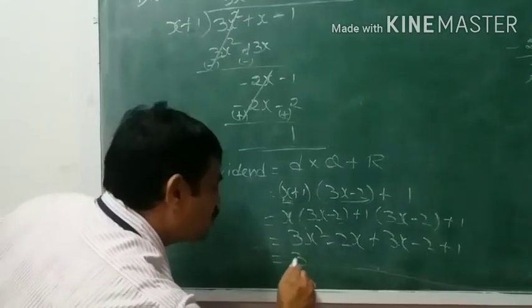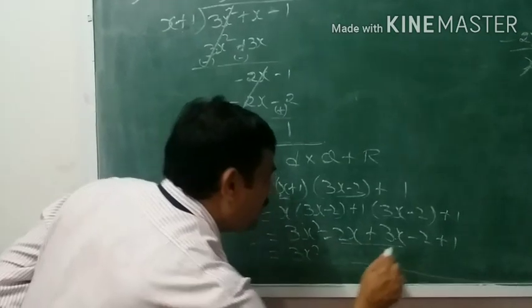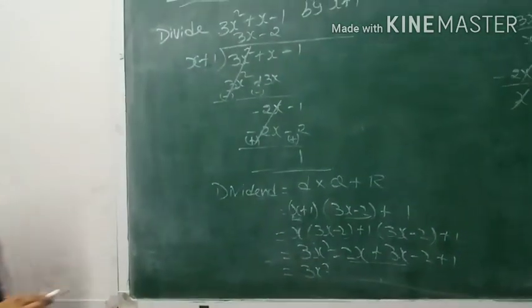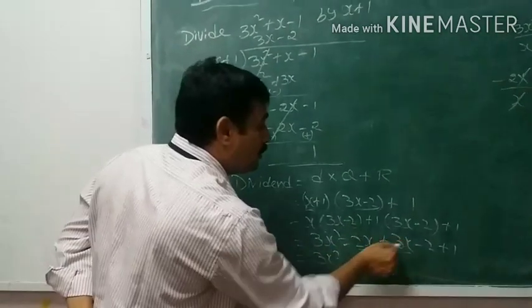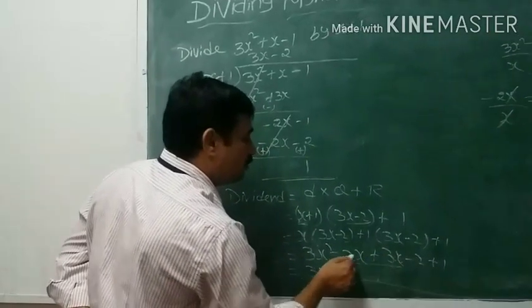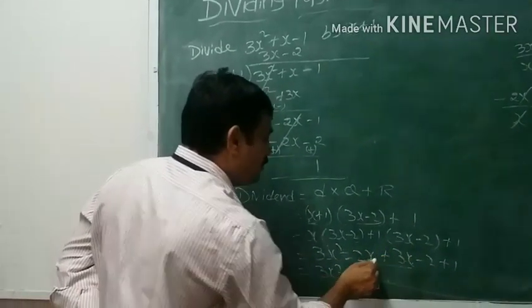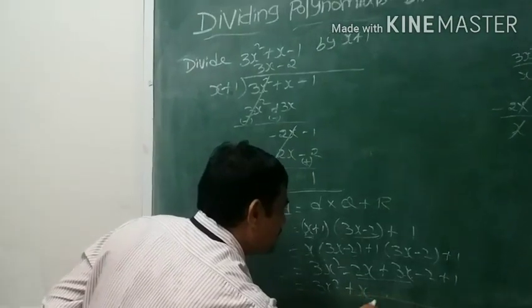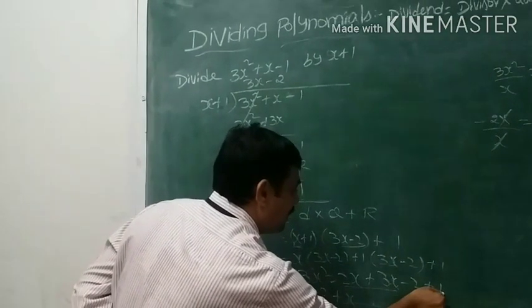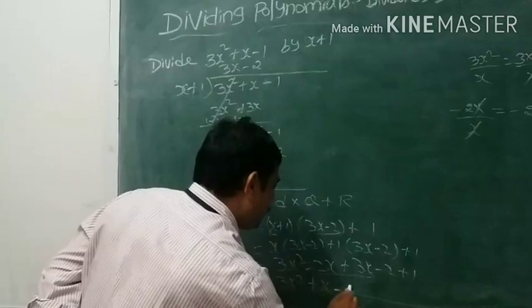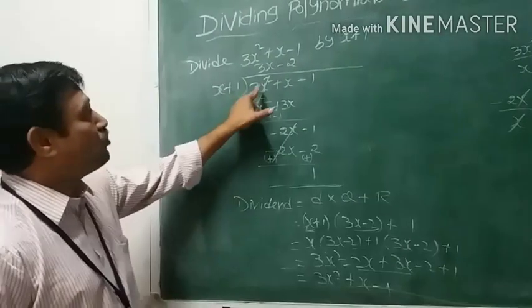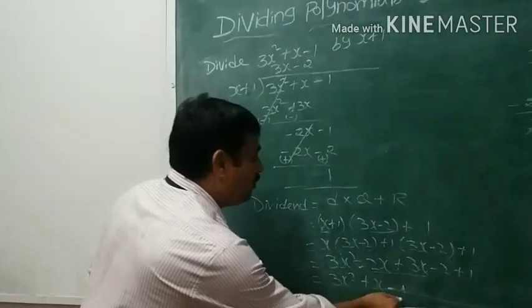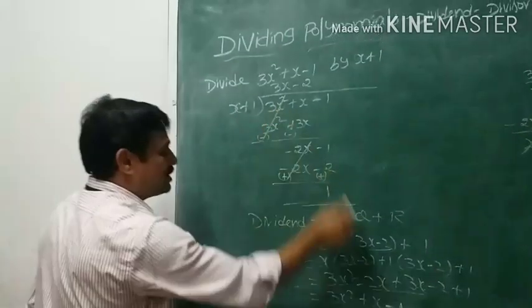Now 3x square. Now see this one. These two are like terms. How can we say these are like terms? Because both variables are the same. So minus into plus, minus. 3 minus 2, 1, plus x. Here also minus into plus, minus. Minus 2 plus 1, minus 1. That means 3x square plus x minus 1. Whatever we get is divided like this only.